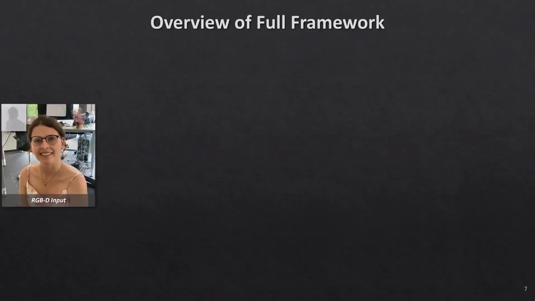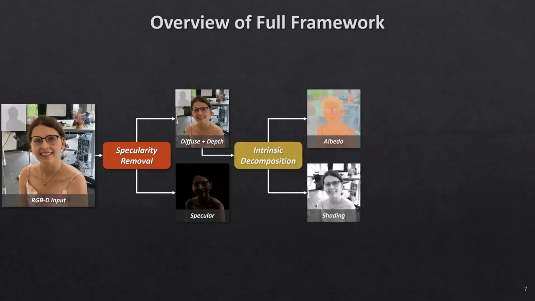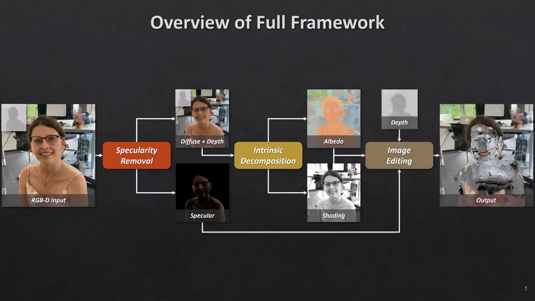Our full framework looks as follows. The input RGB-D data is captured by the smartphone. The specularities are removed from the input, decomposing it into diffuse and specular components, thereby addressing the limitation of only diffuse reflection. The diffuse part is further decomposed into albedo and shading using a depth-based optimization. The intrinsic layers of specularity, albedo, and shading, along with the depth data, are used to showcase image editing applications.